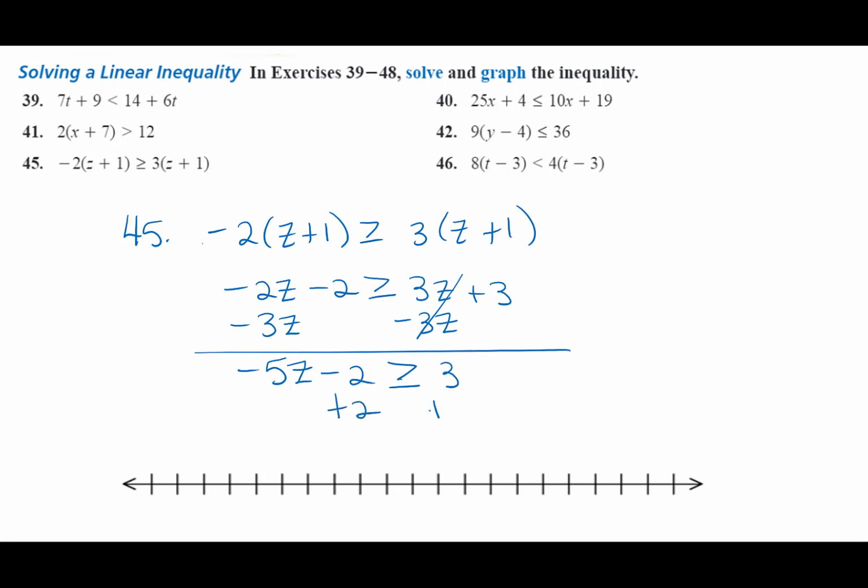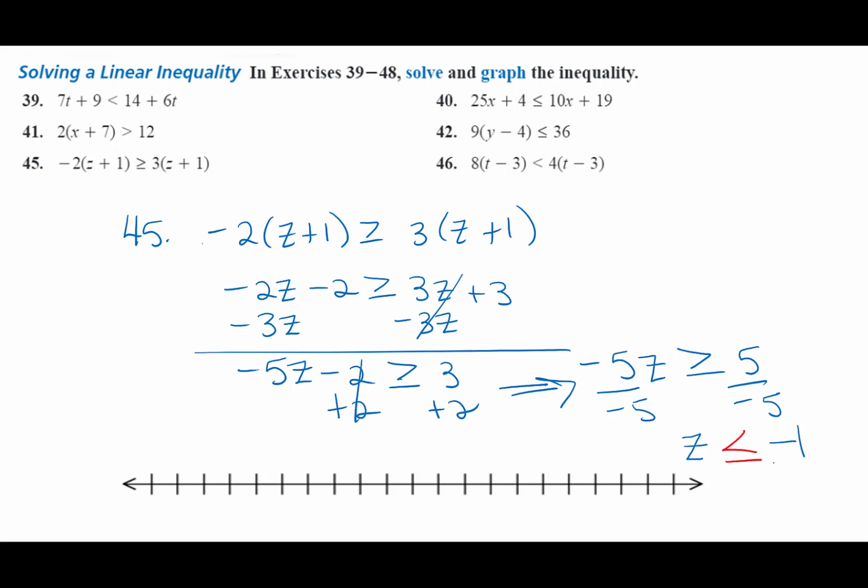Next, I'll add 2 to both sides, and that leaves me over here with negative 5z greater than or equal to 5. Now I'm going to divide both sides by a negative 5. So pay attention. Here's what's going to happen when I divide by a negative. I'm still going to have the z. 5 divided by negative 5 is negative 1. The only thing that's going to change is the direction that the inequality symbol is facing. It is going to switch from a greater than or equal to symbol to a less than or equal to symbol. And like I mentioned earlier, I have a whole video explaining why it made the switch.